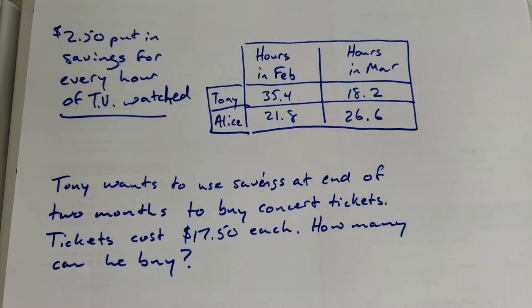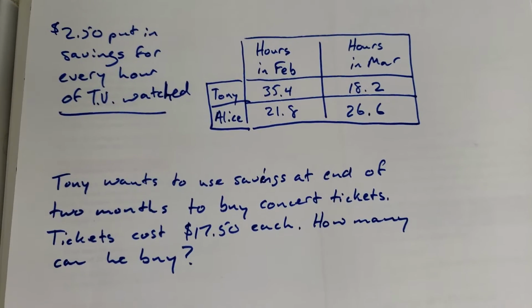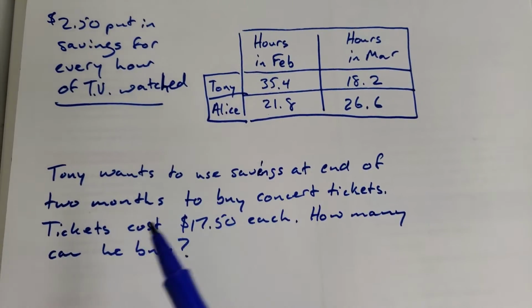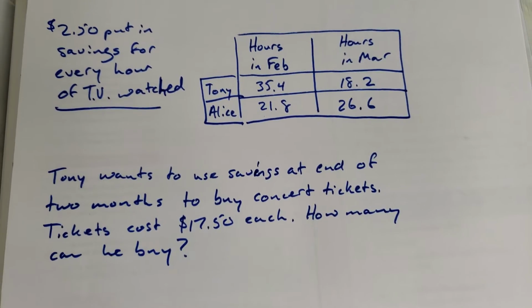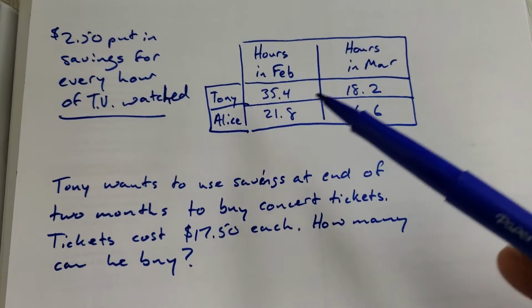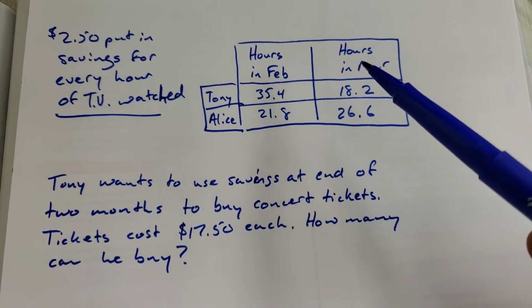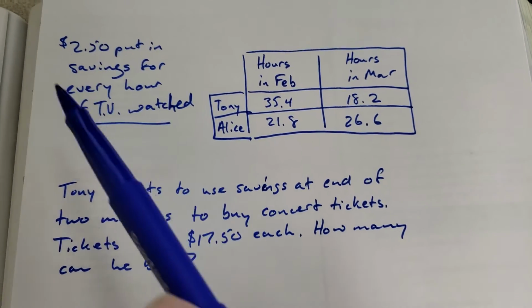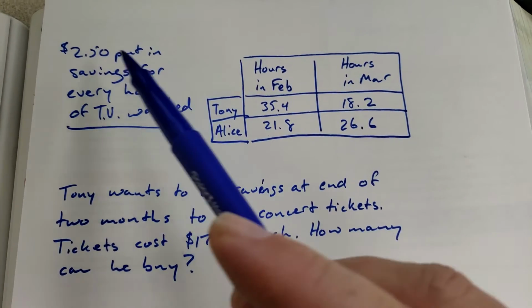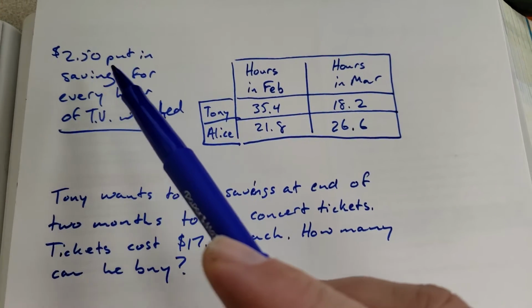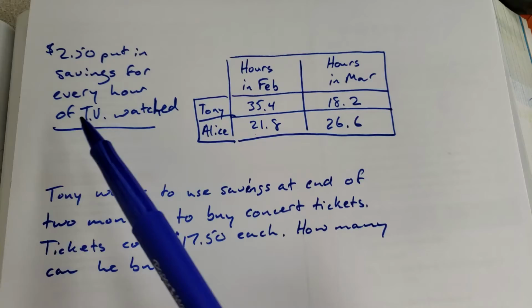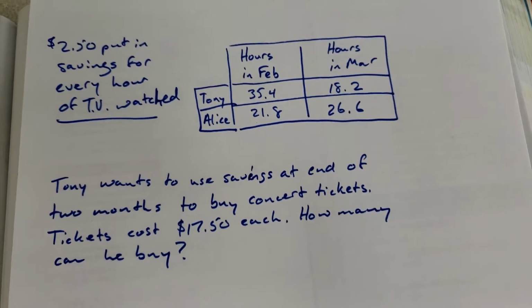So this is going to be a similar problem to problem number 10, except all I did is I switched Alice with Tony. So you see up here, this chart is showing you how many hours of TV they watched in February and in March. And the problem also explains in this paragraph above it that they put $2.50 into their savings for every hour that they watch TV. Okay?